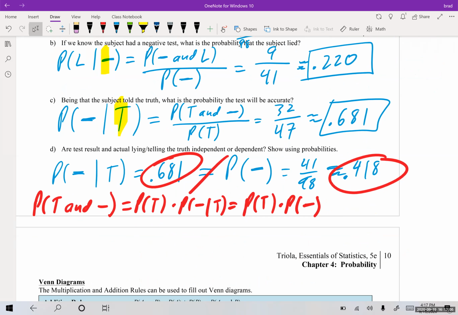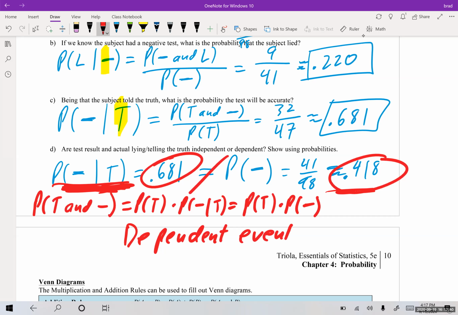Remember, if two things are independent, that means that the first event should not affect the outcome of the second. But this is a lie detector test. If you lie, it should definitely affect whether you test positive or negative, right? So it makes sense that the probability of testing negative versus the probability of testing negative given that you told the truth should be different numbers, because one does affect the other. So these are definitely dependent. One event affects the outcome of the other, absolutely.